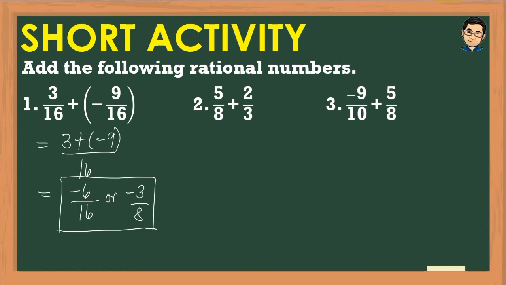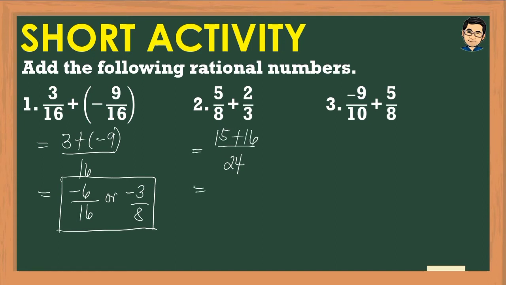Next, 5 over 8 plus 2 over 3. Here, we get the LCD. The LCD of 8 and 3 is 24. We divide 24 by the denominator of the first fraction: 24 divided by 8 is 3, and then multiply by the numerator: times 5 is 15. Next, 24 divided by the denominator of the second fraction, 3, is 8, and then times 2 is 16.